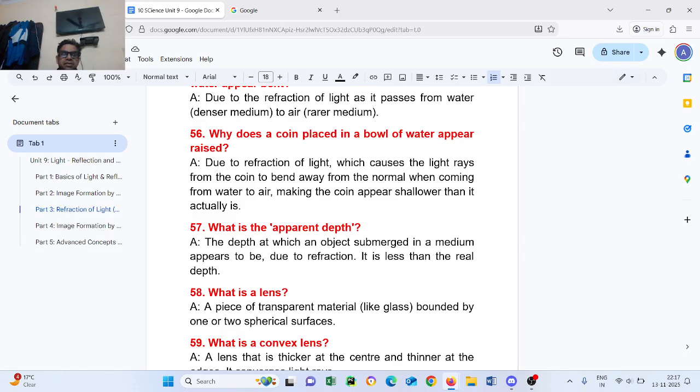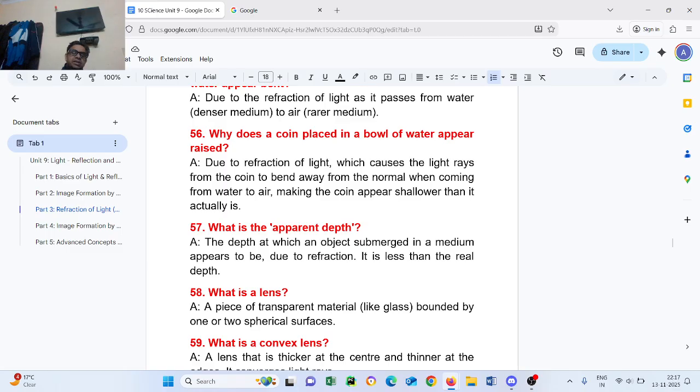What is a lens? A piece of transparent material like glass bounded by one or two spherical surfaces.